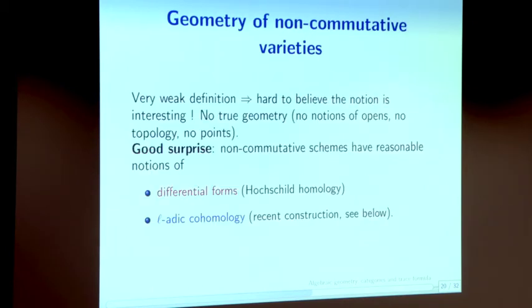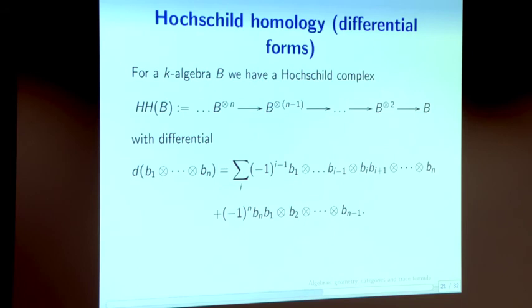Okay, so let's start with differential forms. There is a purely algebraic construction. I will assume that my category is just an algebra for simplicity, and there is this Hochschild complex. Just take the various tensor powers of B, and the differential is given by this formula, where you just use the product in B. It's a complex, and the cohomology of that complex is called Hochschild homology, and it turns out that it's a very good notion of differential forms.